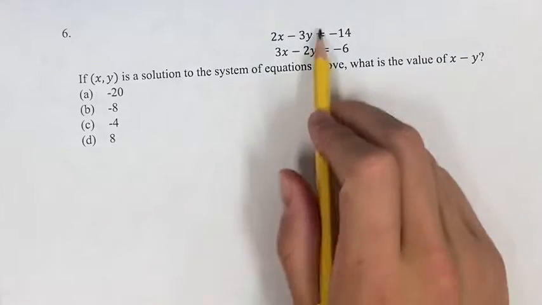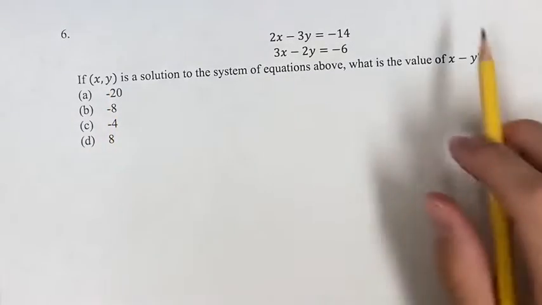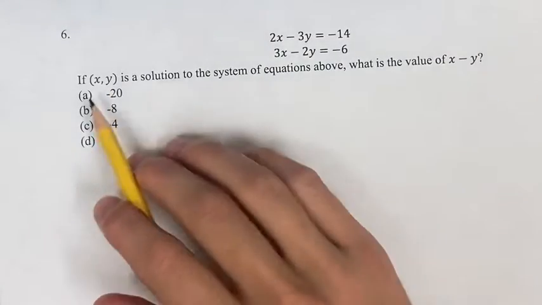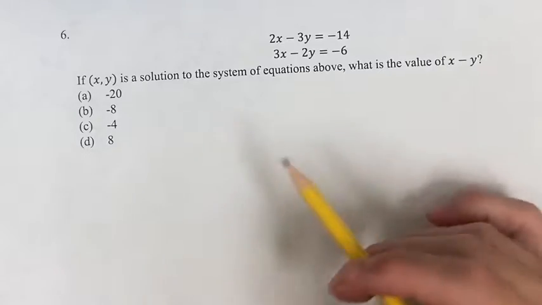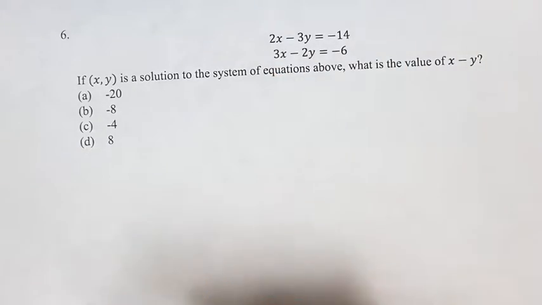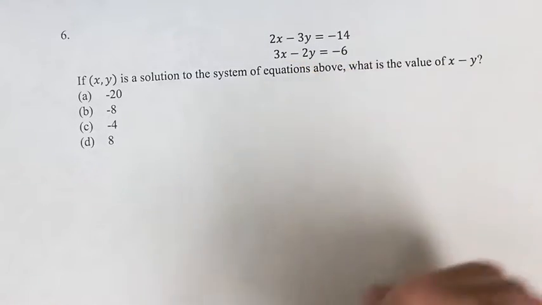In this problem, we're given a system of equations, and given that the solution is (x, y), what is the value of x minus y? So first, to find the solution, we're going to do elimination. And we can start out by picking a variable to eliminate. Do we want to do x or y? Well, the coefficients are looking pretty similar between x and y, so let's just pick x.